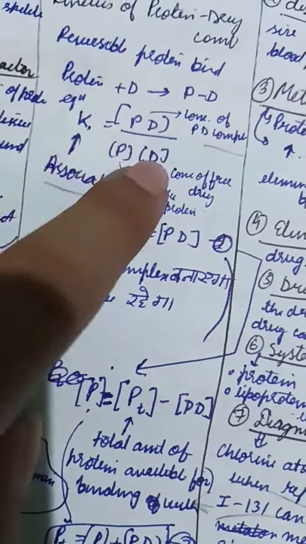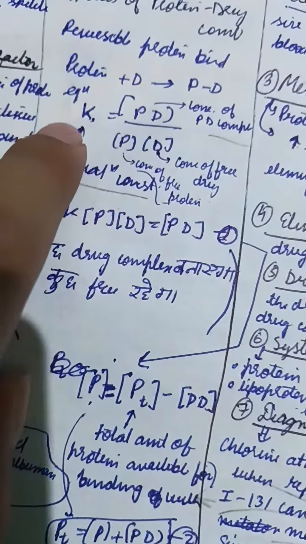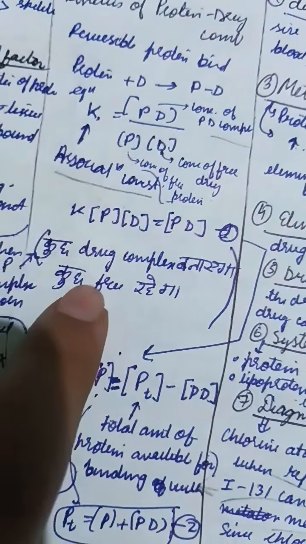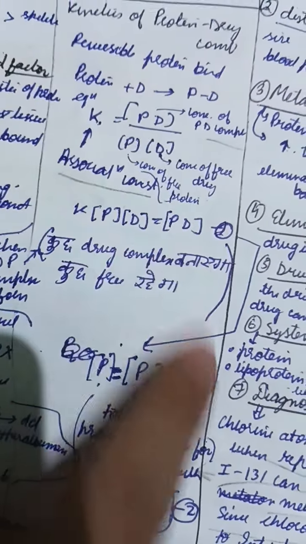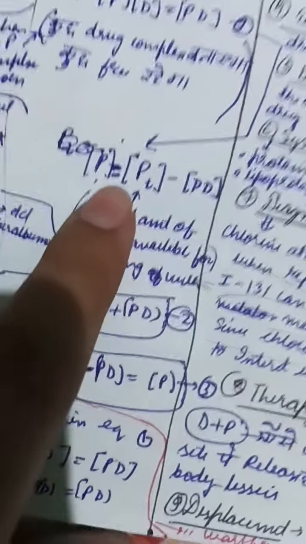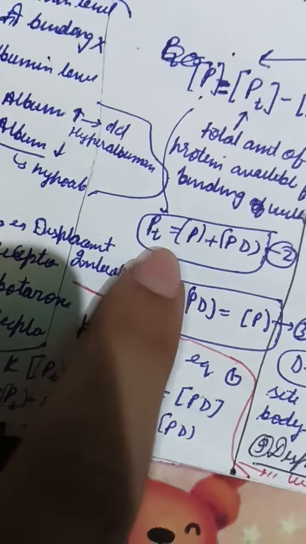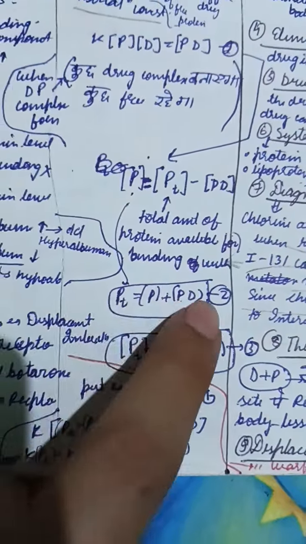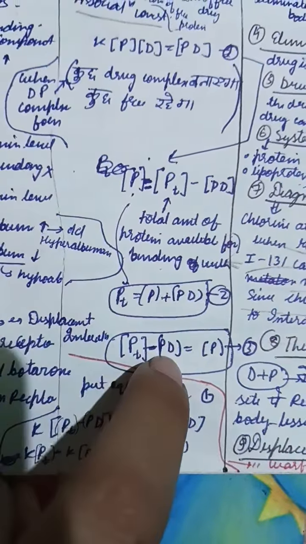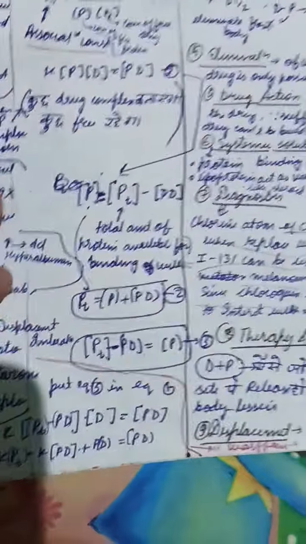Now we'll shift PD over to the left-hand side, so K times P into D is equal to the PD complex. Now, for example, we had said that the total protein present is equal to free protein plus protein drug complex. So PT equals P plus PD, and P will be equal to PT minus PD. Now this is equation 3.